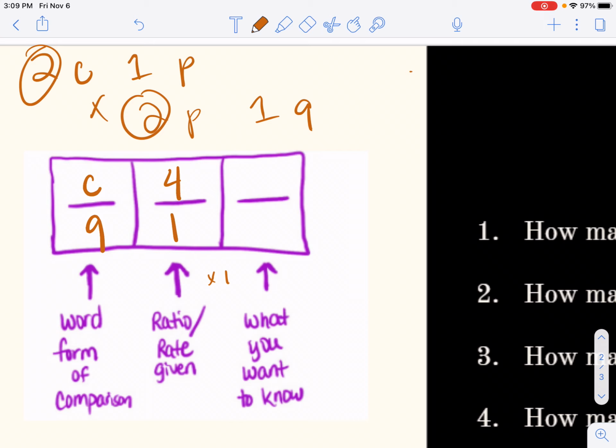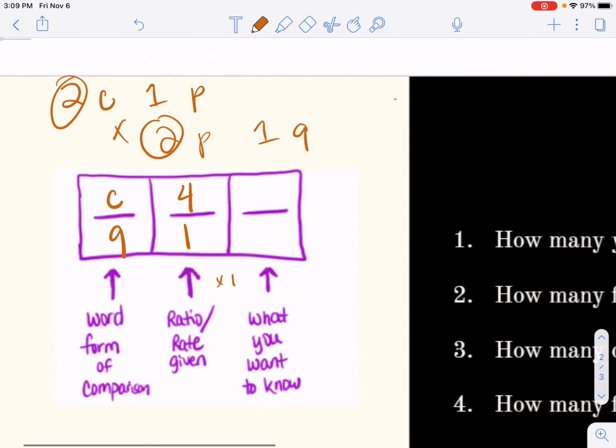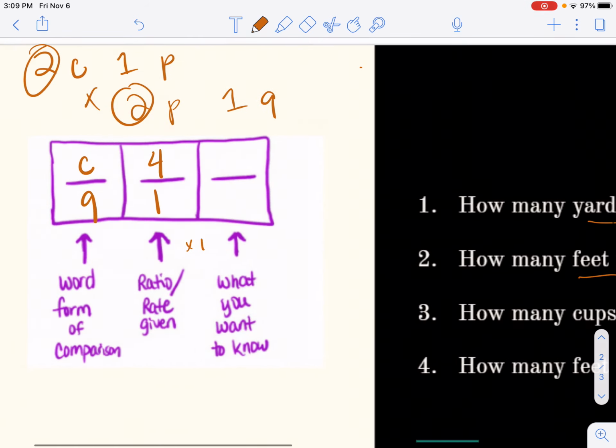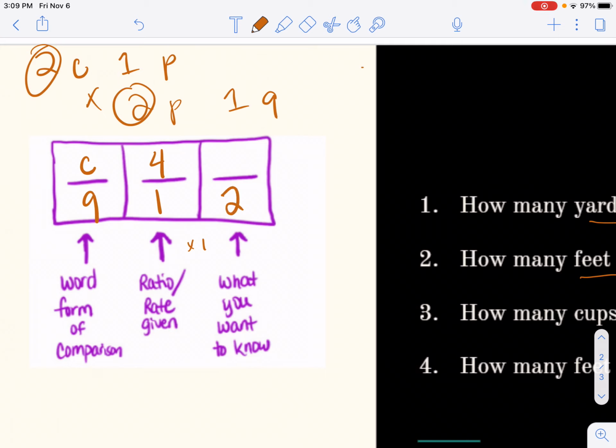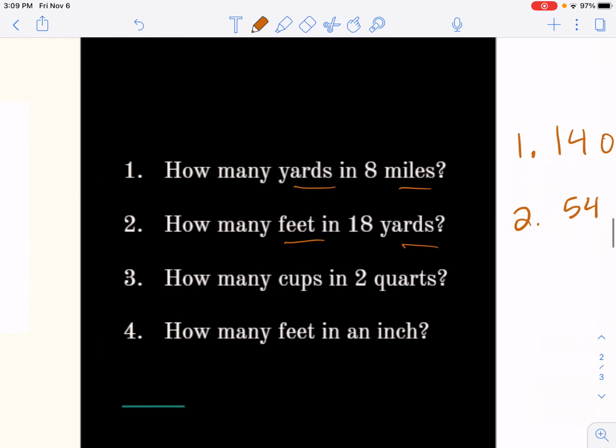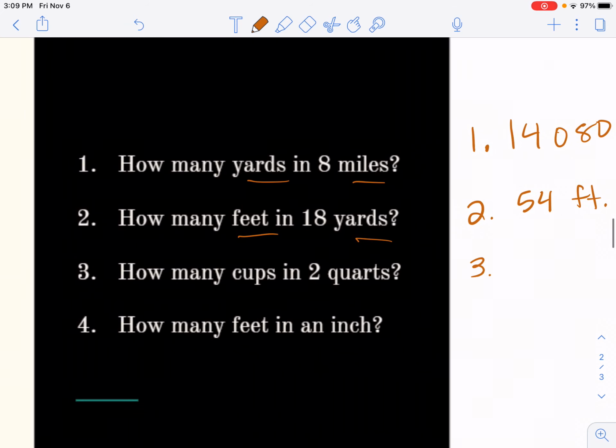Or you could draw a picture to help you with that. So if I'm talking about cups and quarts and I'm trying to figure out how many are in 2 quarts, I just have to multiply this number by 2. So that tells me that there are 8 cups in 2 quarts. My answer is 8 cups.